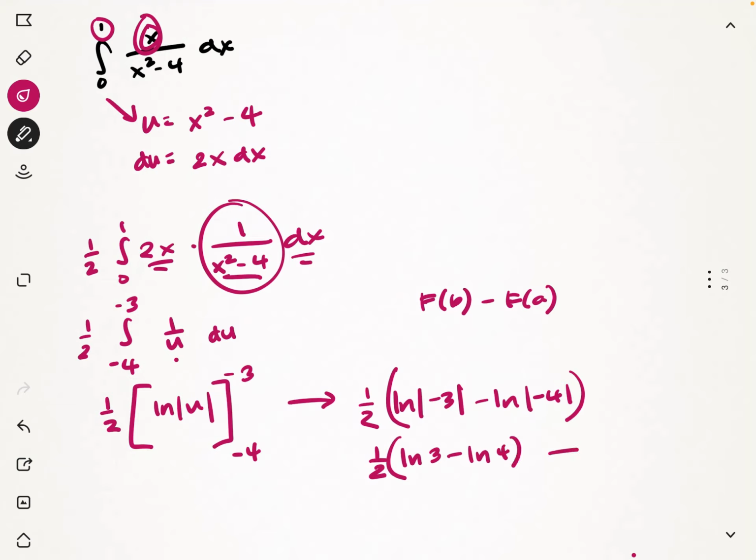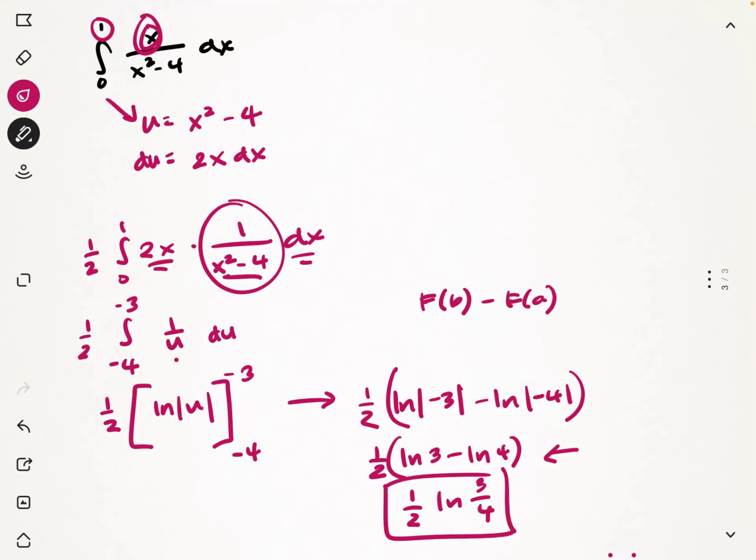And technically, I think you could leave it like this, but in the book, they go one extra step, and they're just using the properties of logs and saying anytime we have a subtraction with logs of the same base, then that's going to be the ln of the 3 divided by the 4, and we'll be done.